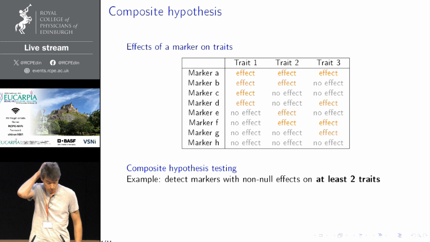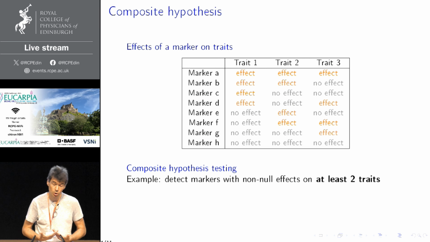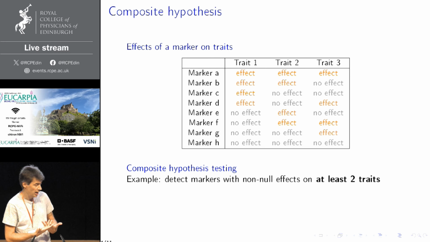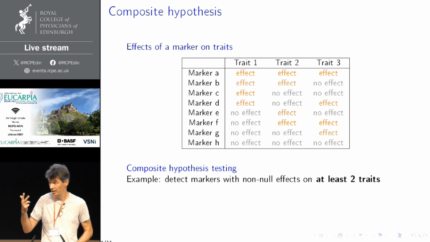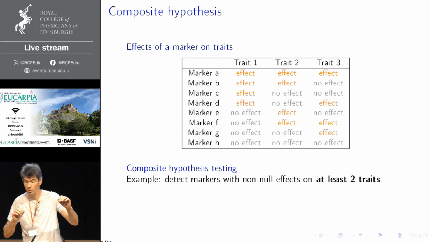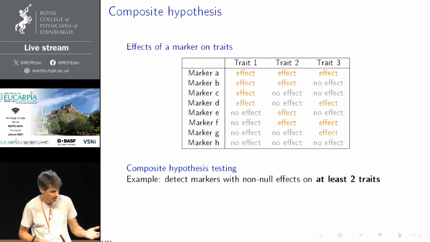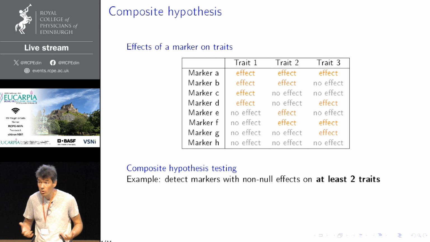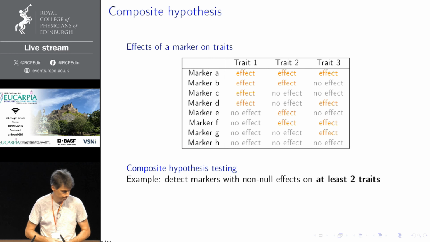Okay, so what is the first step if we want to do that? The first step is actually to list all the possible configurations of effects that a marker can have on the different traits. So here I had 3 viruses, so basically we have 3 traits. For each marker, you can have either an effect on the trait or not, so you have 2 possibilities. So 2 possibilities for each of the 3 traits mean 8 possible configurations that are listed in this table. Now, if you have more traits, let's say k traits, then you will have 2 to the power k possible configurations of having effect or not on the different traits.